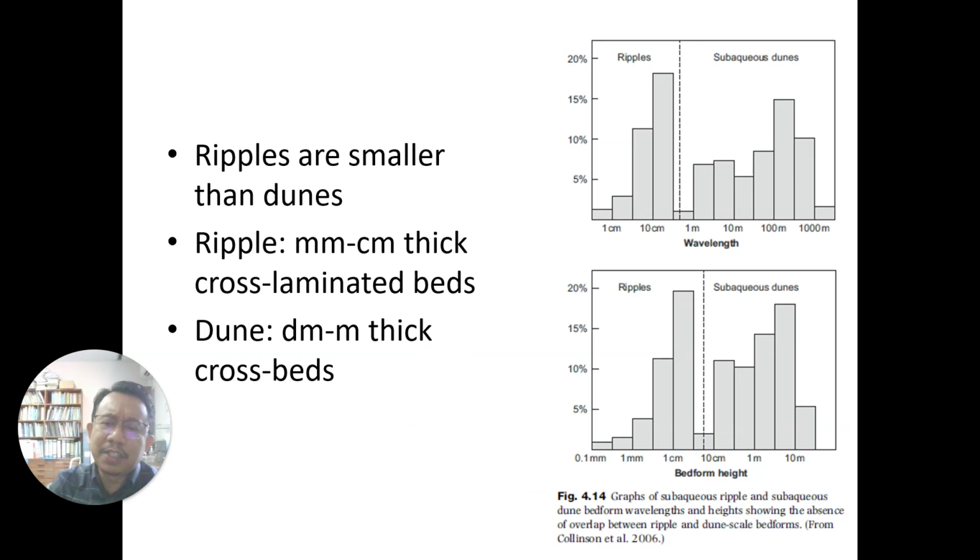So just remember, ripples are smaller than dunes. Ripples are made up of millimeter to centimeter thick cross-laminated beds, while dunes are much bigger things, and they're made up of decimeter to meter thick cross beds.